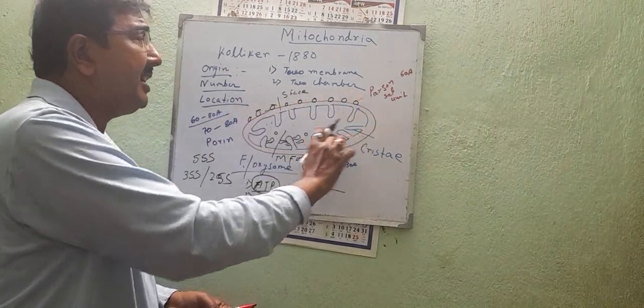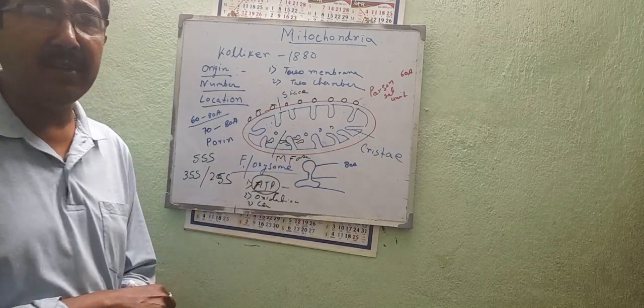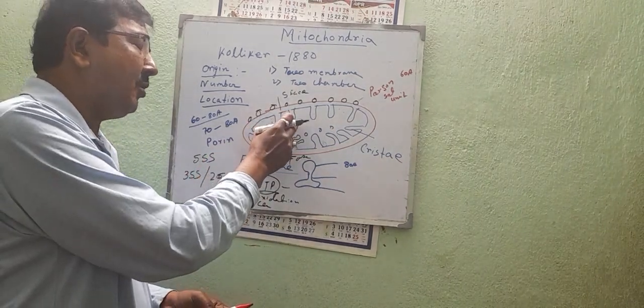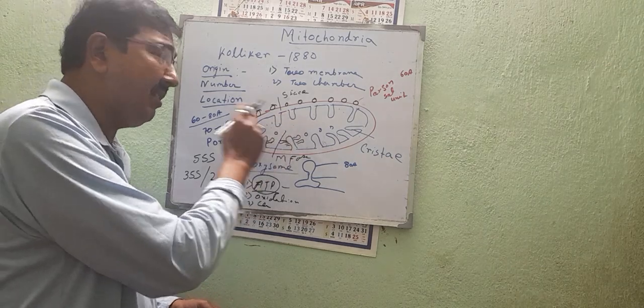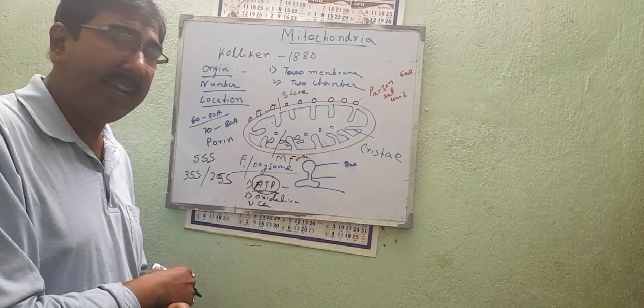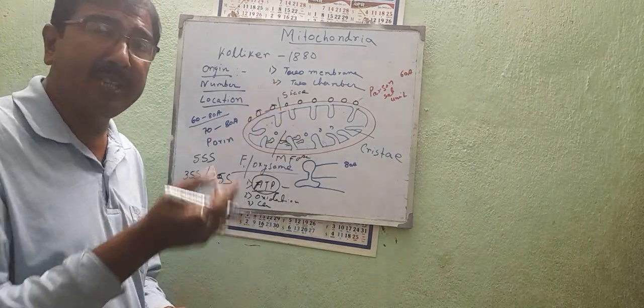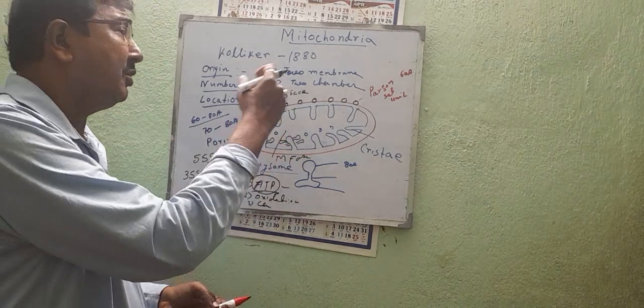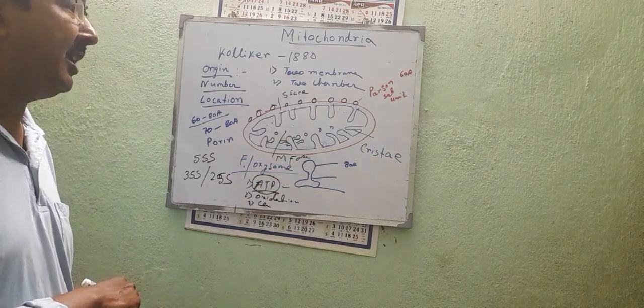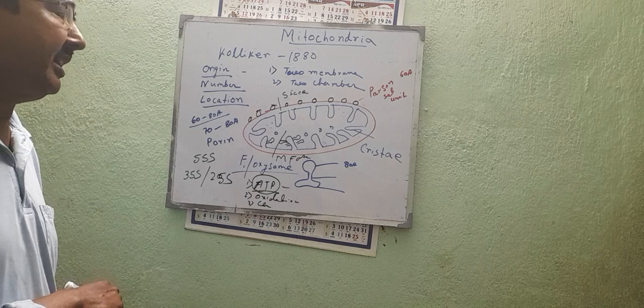Here is another important question: it is a semi-autonomous organelle. Why is it called a semi-autonomous organelle? Because it contains circular DNA, and it contains different types of RNA which help in protein synthesis, and it can also divide and form more mitochondria. That's why it is called a semi-autonomous cell organelle.